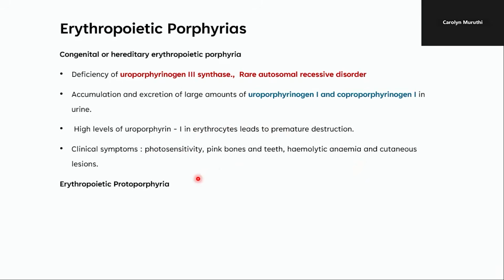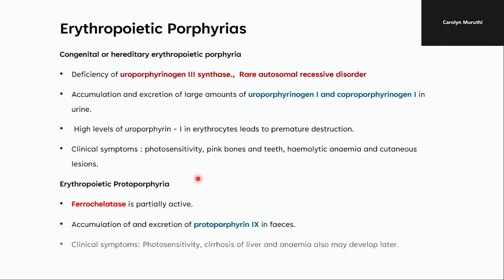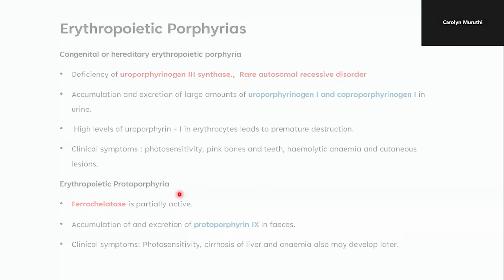Erythropoietic protoporphyria is a result of partial activity of ferrochelatase, and this results in accumulation and excretion of protoporphyrin 9 in feces. Clinical symptoms include photosensitivity, which is non-blistering.